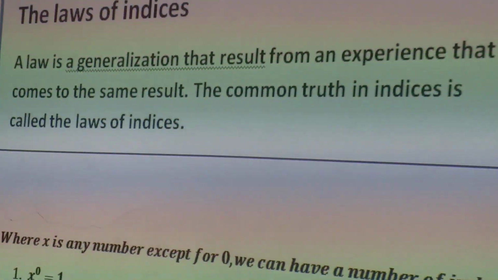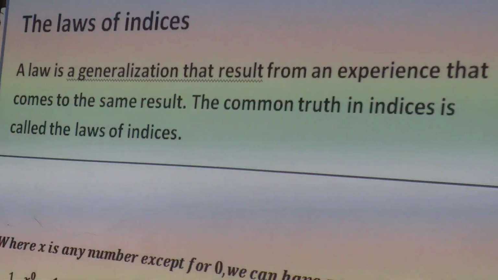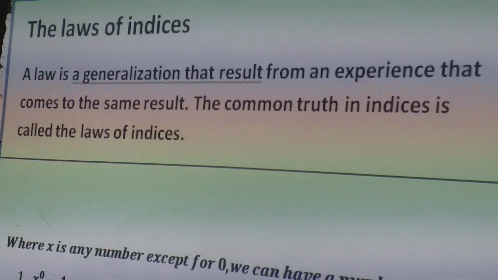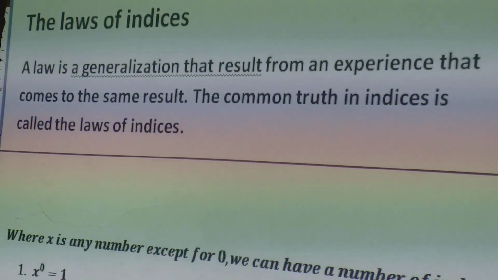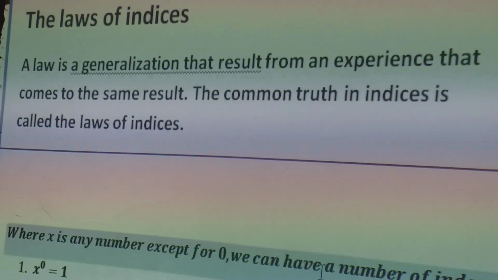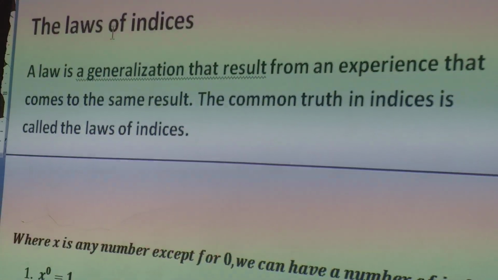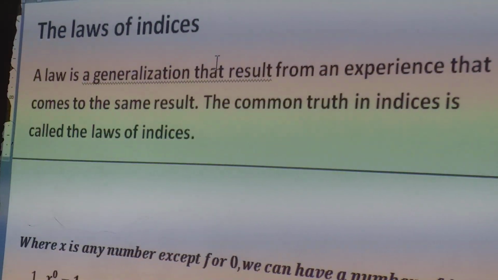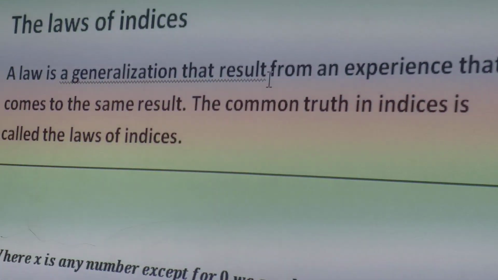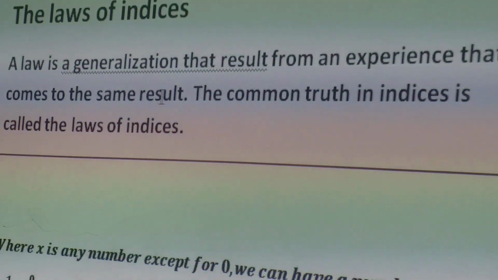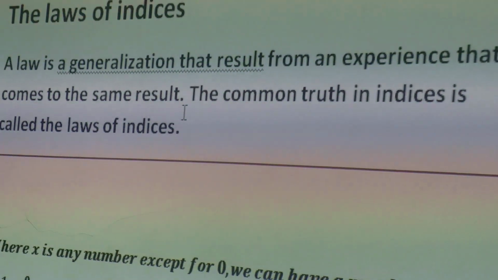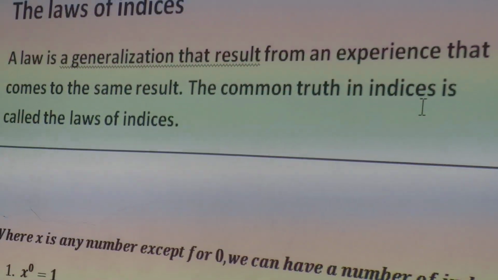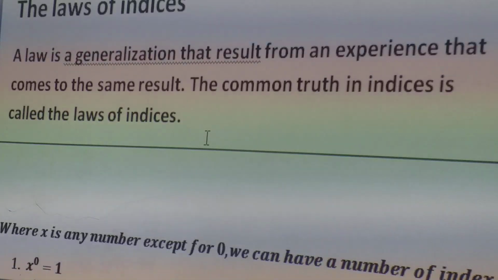However, let's go on to the laws of indices. We are going to cover just a little today, just to introduce you, starting with the concept that you learned at Form 2 level. Let's consider the laws of indices. A law is a generalization that results from an experience that comes to the same result an excessive number of times. The common truth in indices is called the laws of indices.